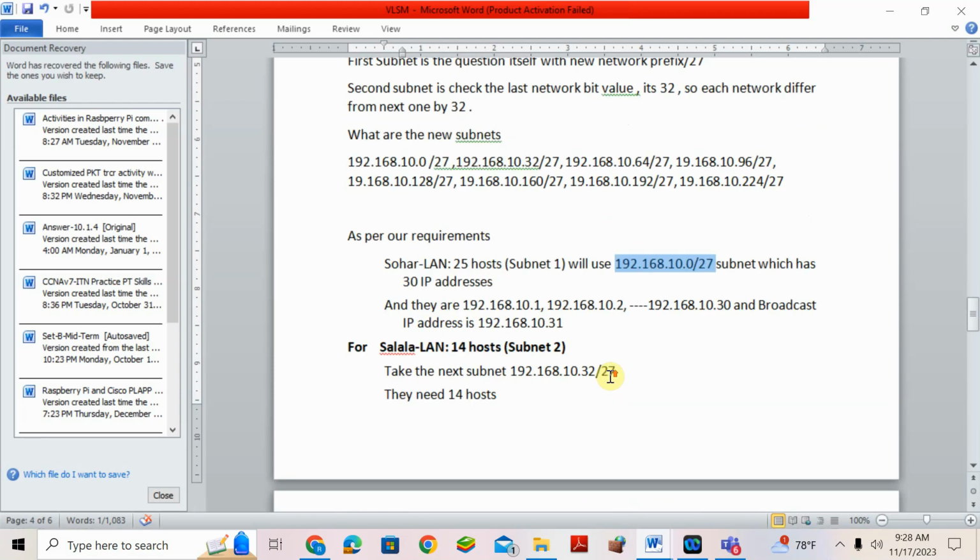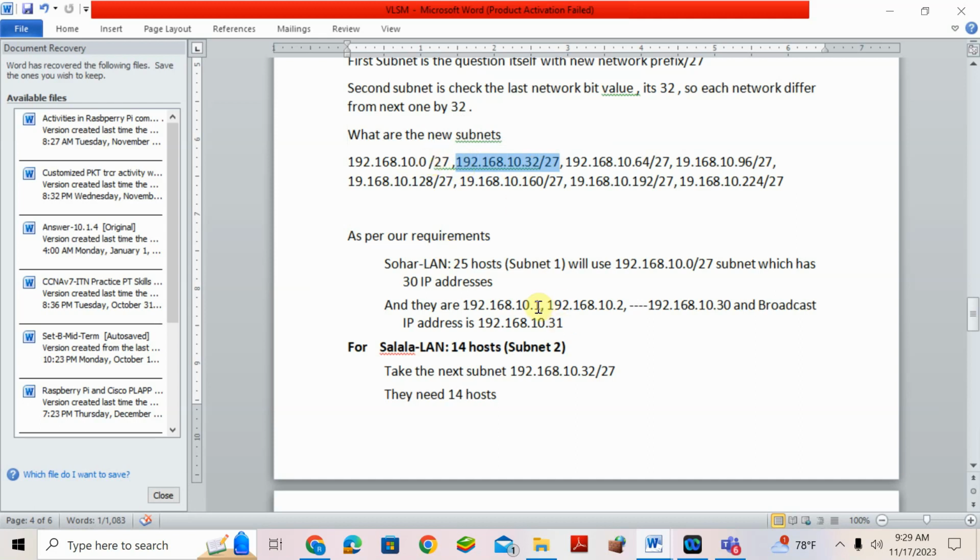Okay, this is the network I take for Sohar. So the first address will be 192.168.10.1, second is 2, last one is 30, because I have 30 IP addresses. And broadcast is 192.168.10.31. I cannot use this for any computer because this is for sending a message to all the computers. Another method: the first network is 192.168.10.0, second network is 192.168.10.32, so we cannot go beyond 31. 32 is the next network, 31 is broadcast, last IP is 30.